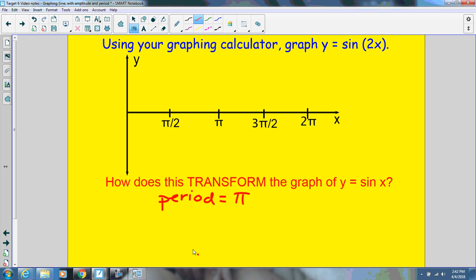Now my amplitude is still 1 here, so I still have a min and max of 1 and -1. I'm still starting at 0, 0. But now my period is pi. So it only takes until pi to get 1 period of that graph. And if you went all the way out to 2 pi, you'd really have 2 cycles happening.